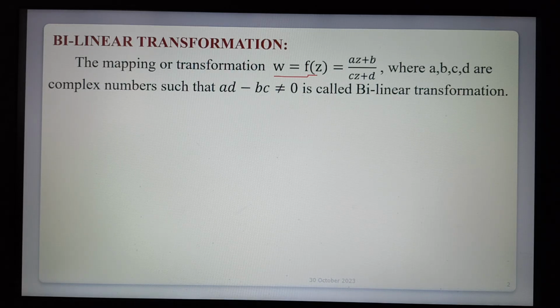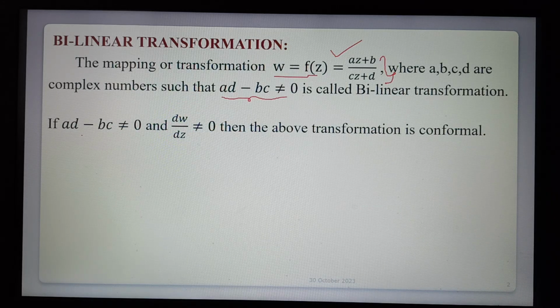Now the bilinear transformation is the ratio of two linear transformations, az + b divided by another linear transformation cz + d, that is w = (az + b)/(cz + d). This is called a bilinear transformation, where a, b, c, d are complex numbers, such that the condition ad − bc ≠ 0.